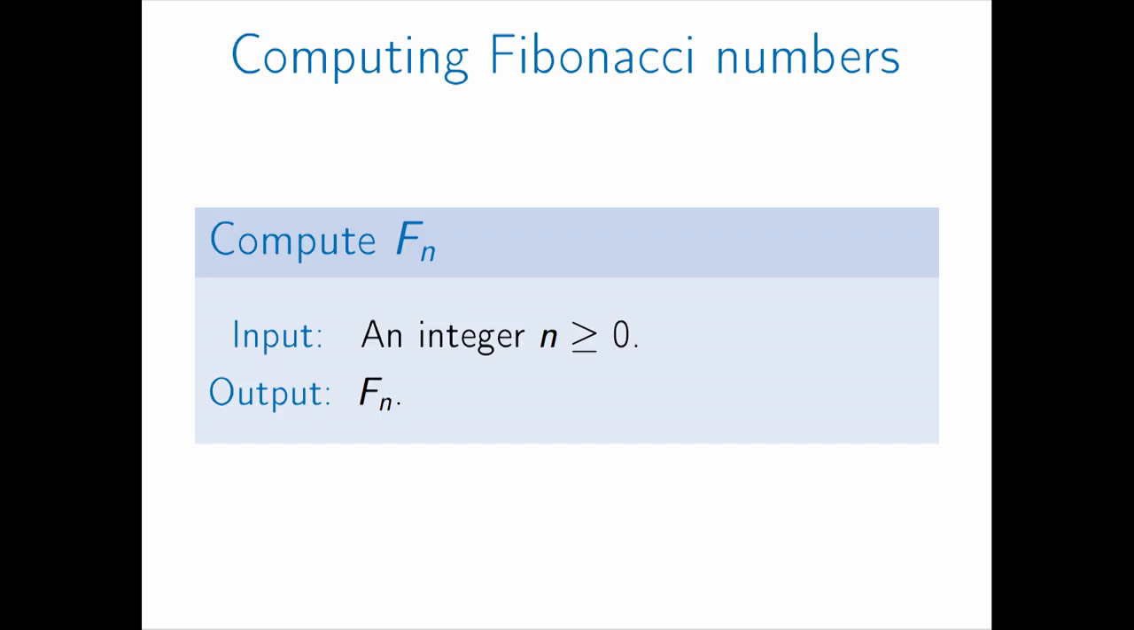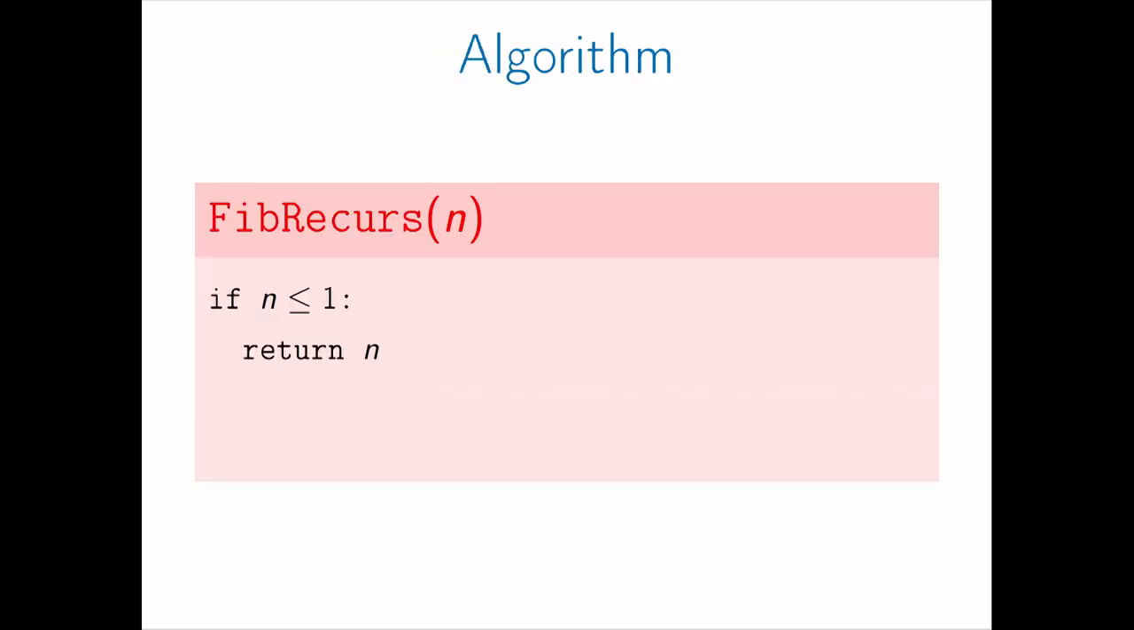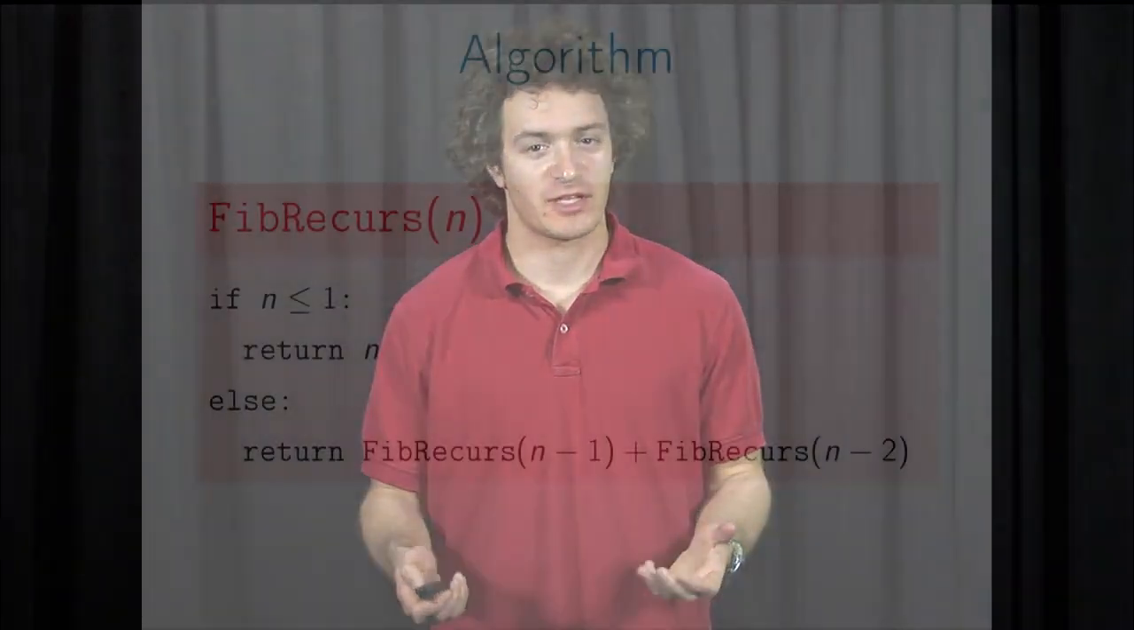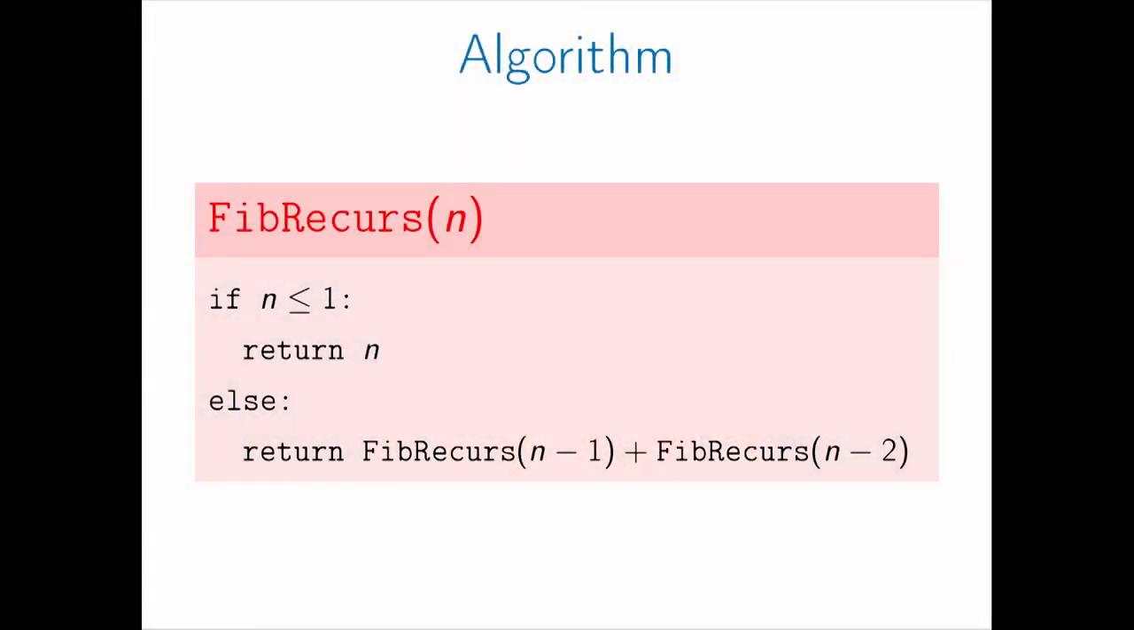Well, there's a pretty easy way to go about it, given the definition. So if n is 0, we're supposed to return 0, and if n is 1, we're supposed to return 1. So we can just start with a case that says if n is at most 1, we're going to return n. Otherwise, what are we supposed to do? Otherwise, we're supposed to return the sum of the n minus first and n minus second Fibonacci numbers. So we can just compute those two recursively, add them together, and return that.